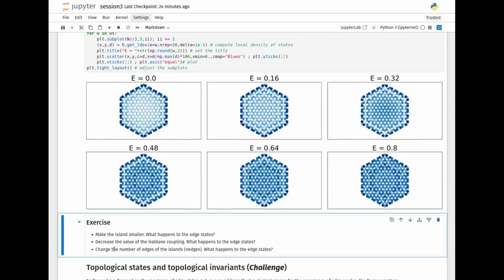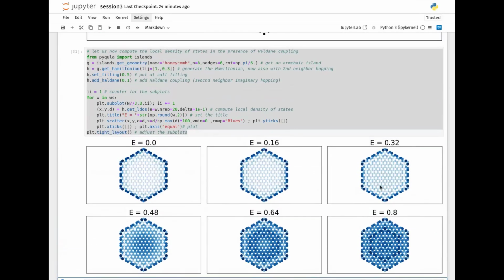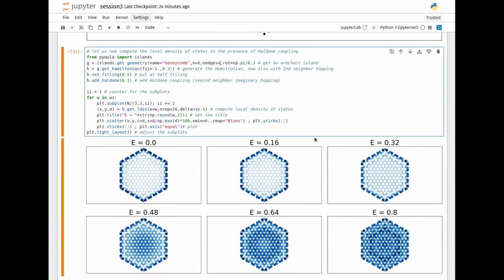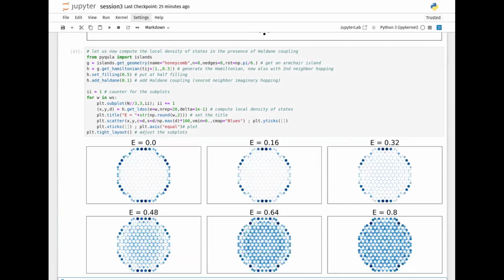And then the next question is to change the number of edges in the islands and see what happens to the edge states. So instead of using an island of 5, we can use a relatively irregular island of, let's say, for example, 8 edges, and see what happens to the edge states. And so in an island of 8, the edges are no longer that regular, because we have, of course, a honeycomb lattice. But you see that we still have edge states, even though the island is not so regular, right?